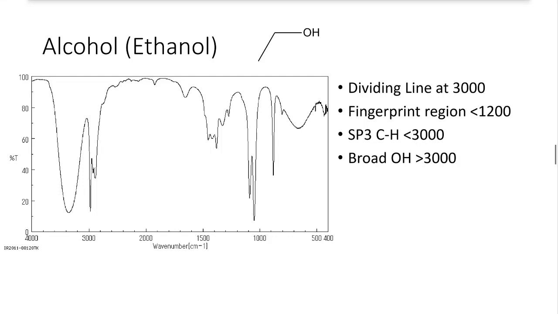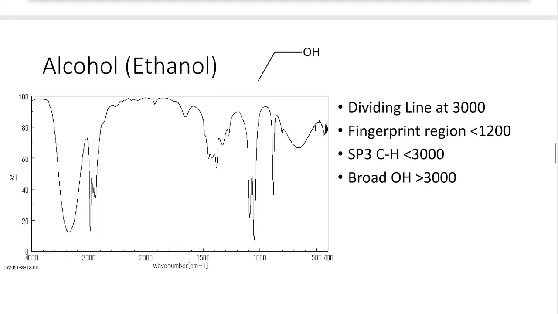The next functional group that's important, and this one's going to be very important this semester, is an alcohol. Here we have ethanol, for example. We again have our dividing line at 3000, so just below 3000 we have the sp3 CH stretch, and of course this molecule has sp3 hybridized carbon-hydrogen bonds in it. Just above 3000 though, you'll see at around 3300 this broad peak, and this results from the OH functional group. This is from your alcohol functional group.